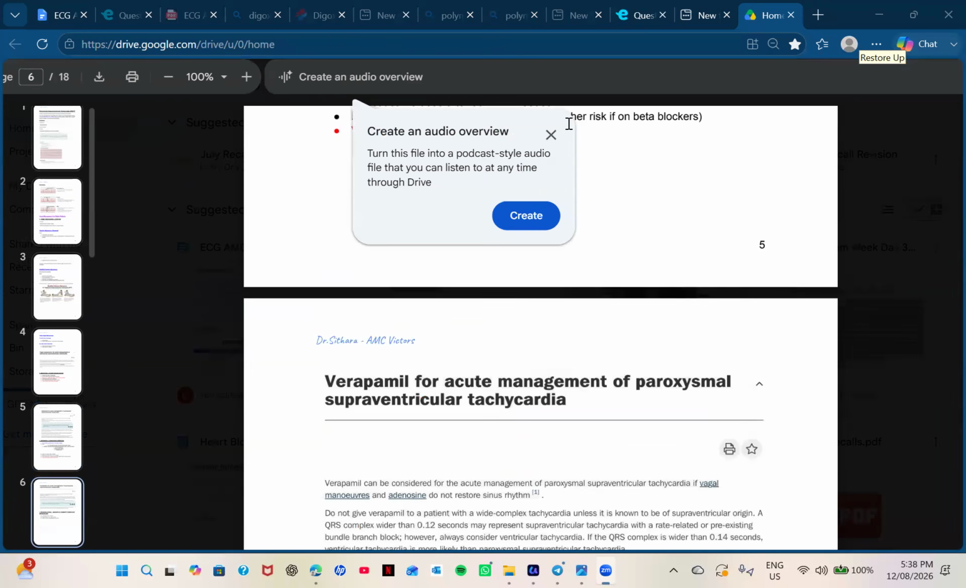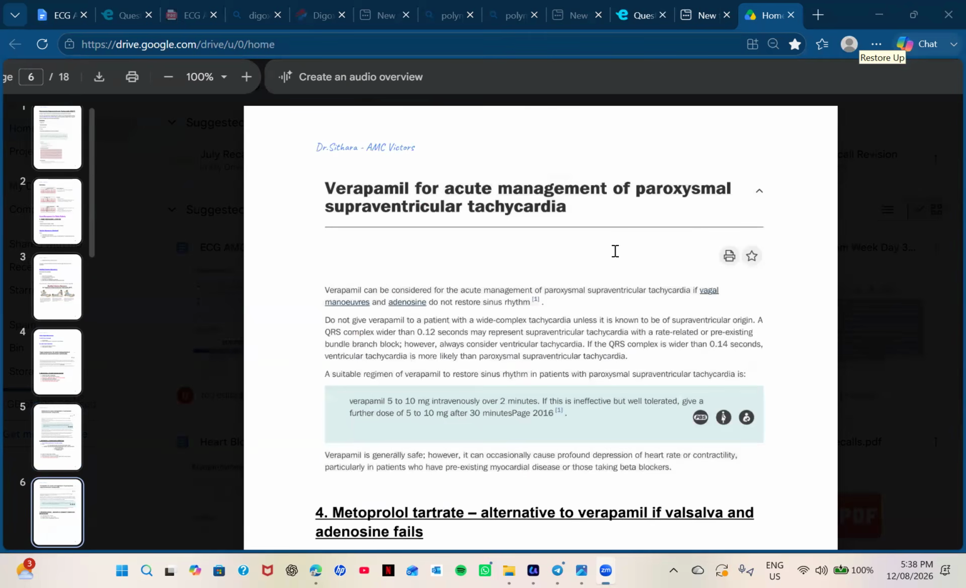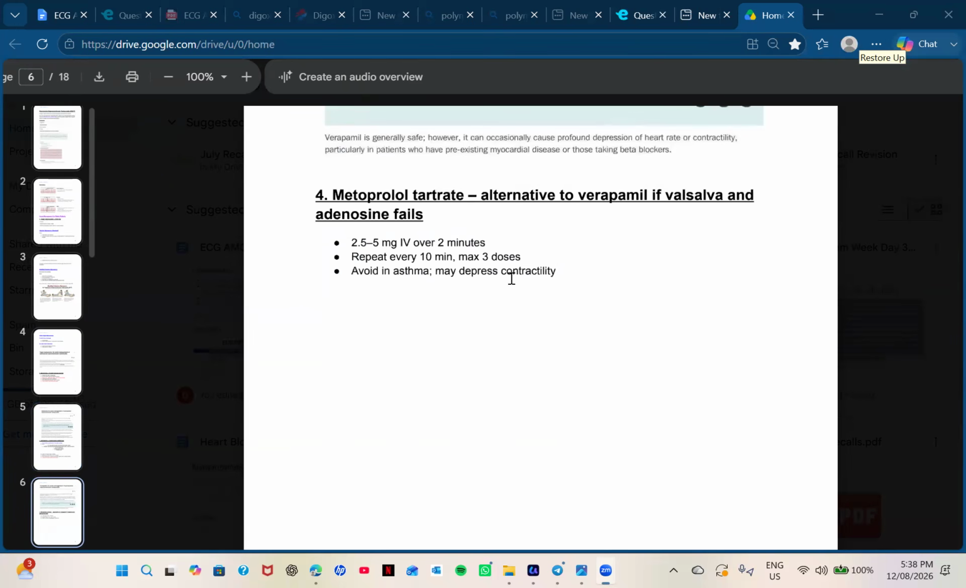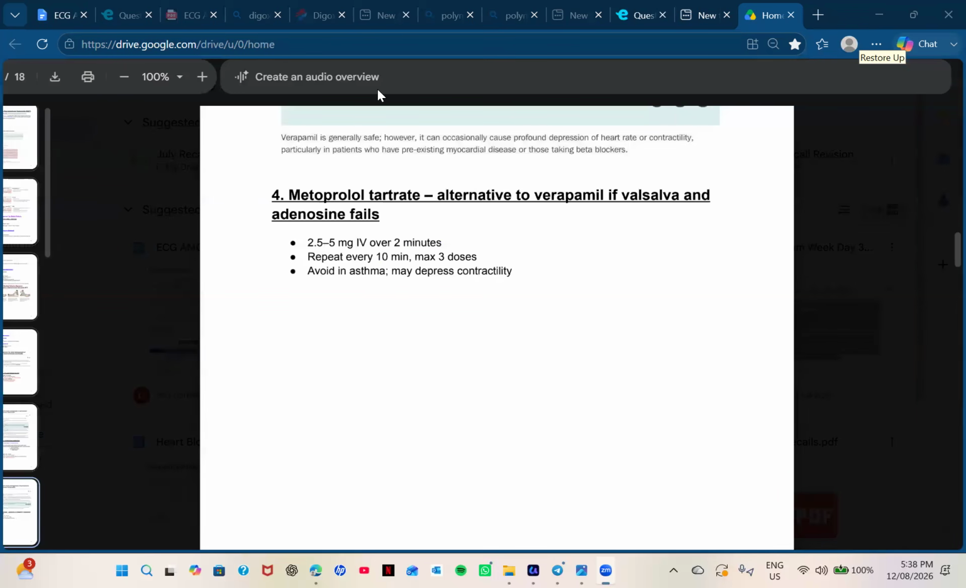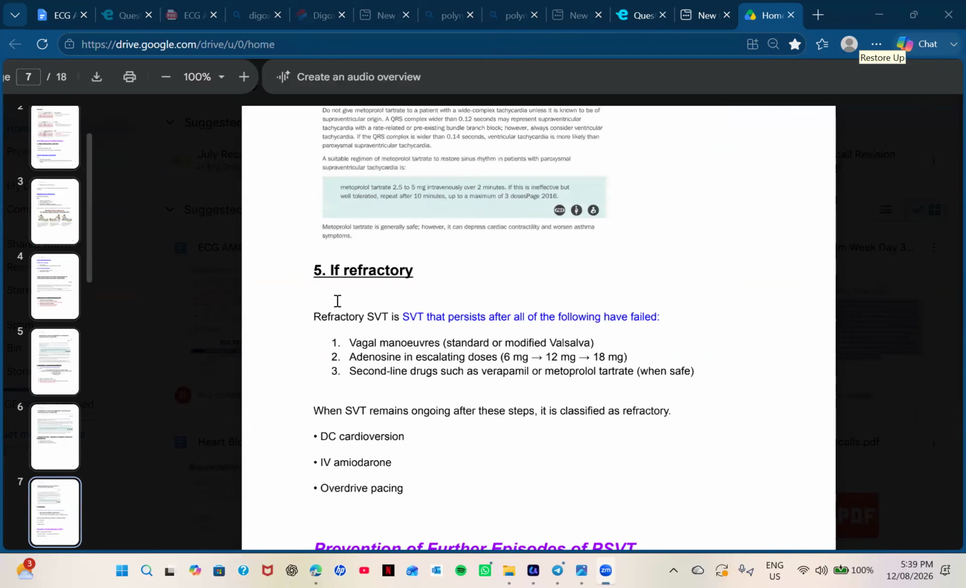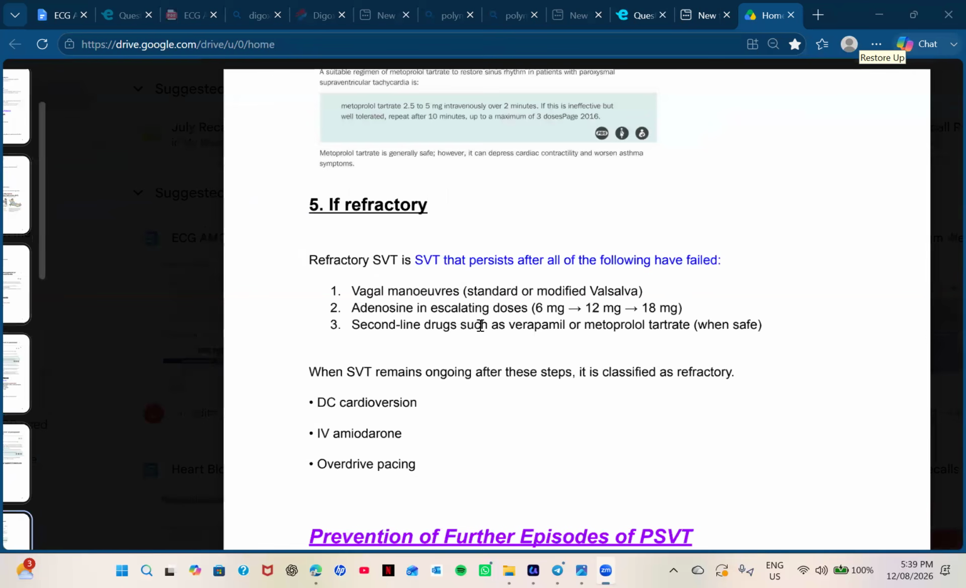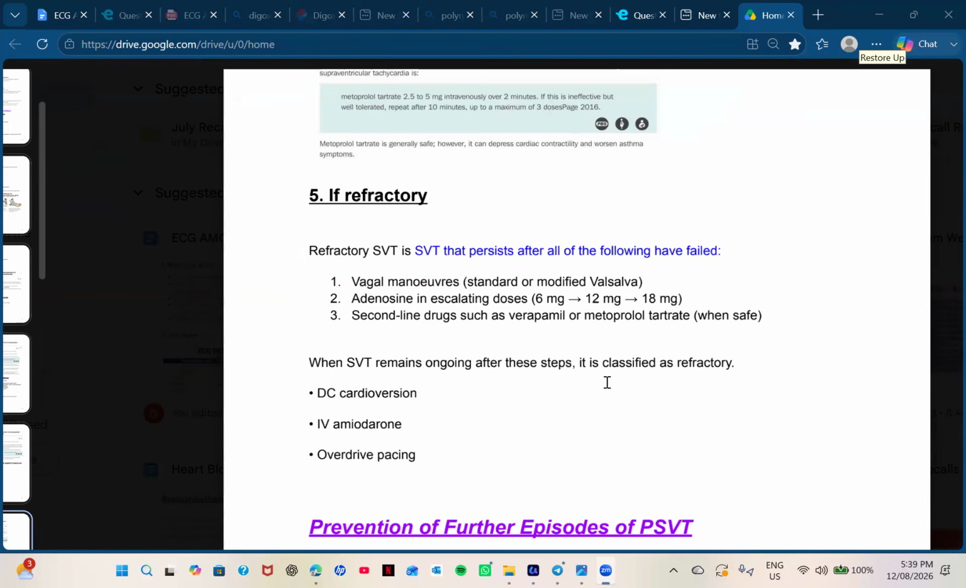Again, verapamil can be given if the patient has asthma, right, doctors? Okay, metoprolol tartrate is given as an alternative to verapamil if Valsalva and adenosine fail, right? Refractory cases mean the vagal maneuver, adenosine escalating doses of 6, 12, 18, and second line drugs, verapamil or metoprolol tartrate, have all failed.